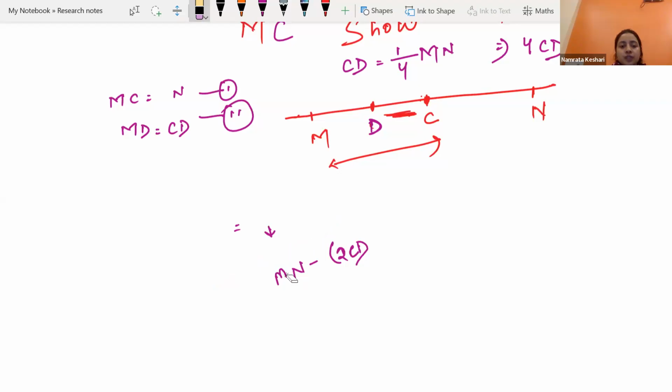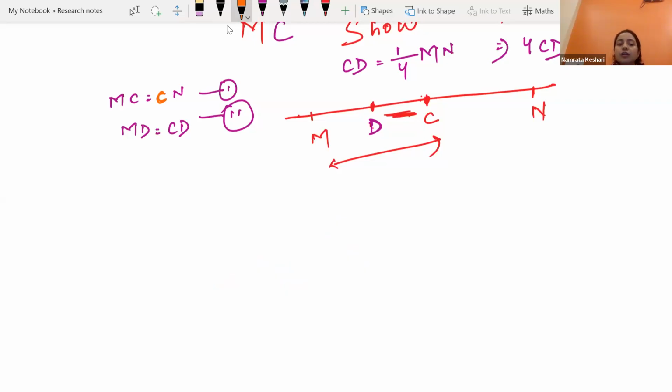Okay. And if D is the midpoint of MC, we can write MD is equal to CD, right? Now we just have a certain set of axioms or postulates which we are bound to use over here. Otherwise there are so many ways to solve a maths question, but here we are bound to stick to the axioms or postulates.